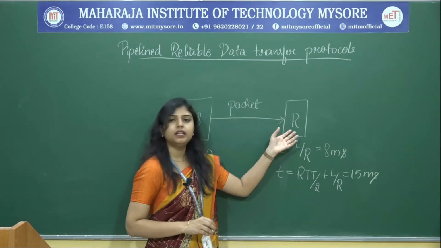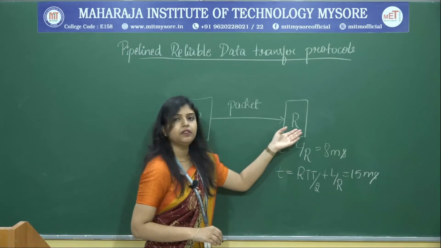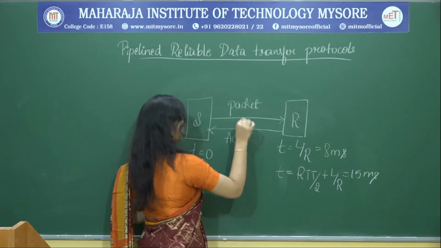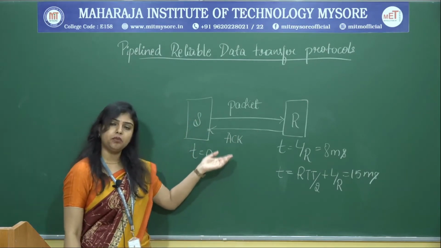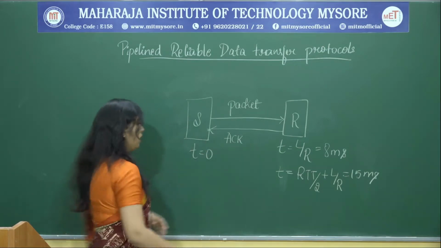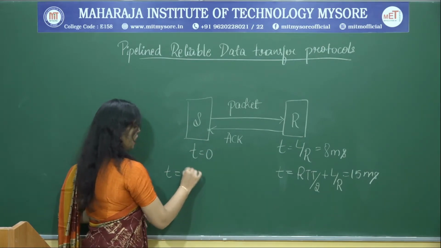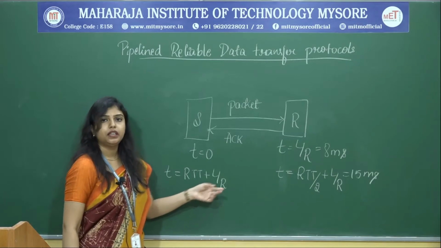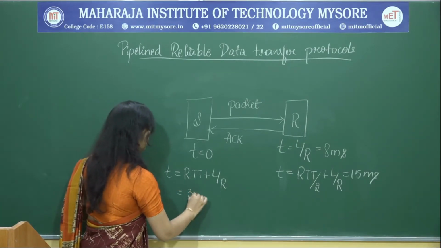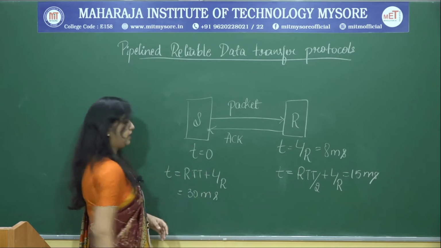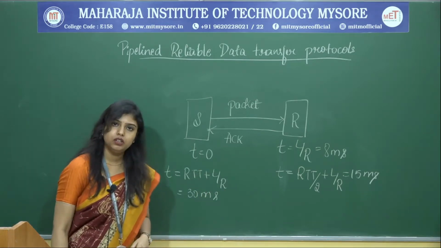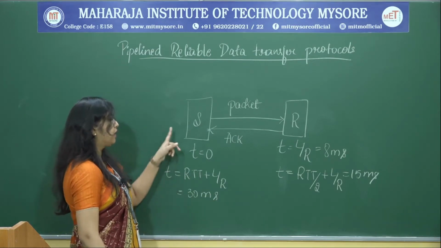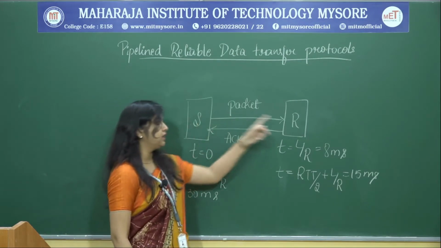Now, after the receiver has received the packet, what will the receiver send? Acknowledgement. Let us hope the acknowledgement is a very small packet, so it will arrive soon. At what time will it arrive? At t equal to RTT plus L by R, which comes out to be 30 microseconds.